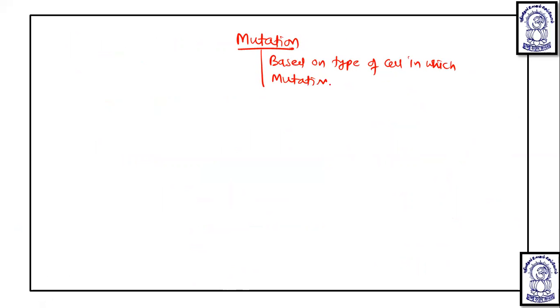So here next we are going to talk about two types of mutation based on the type of cell in which mutation occurs.